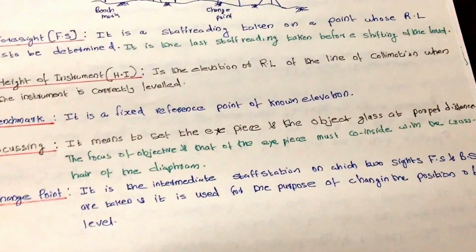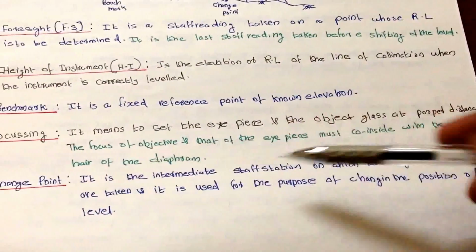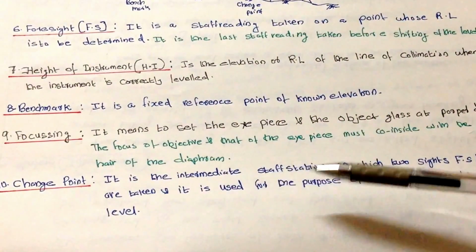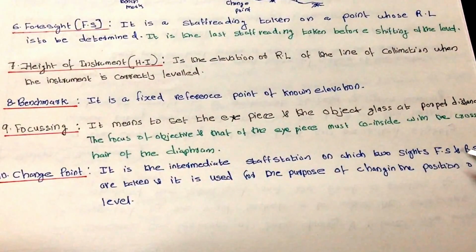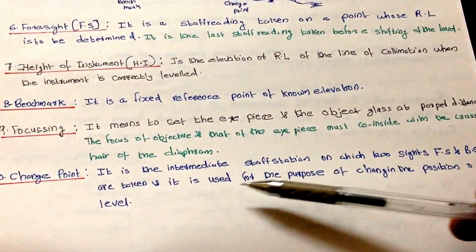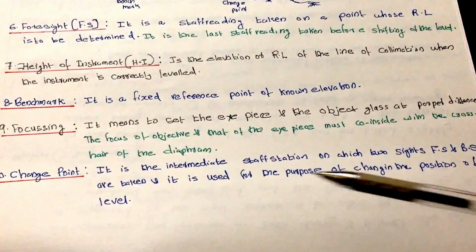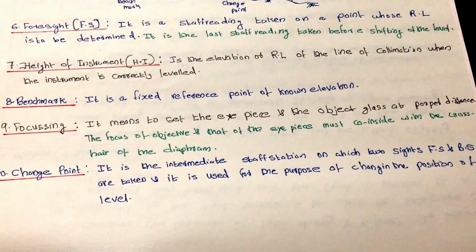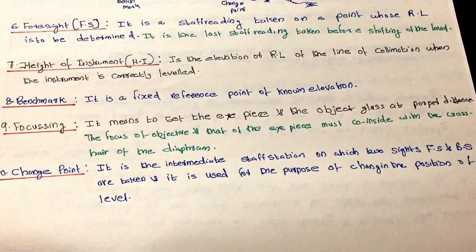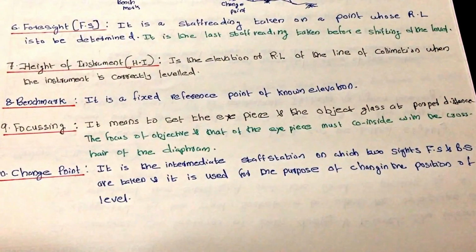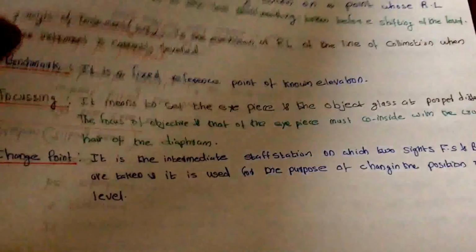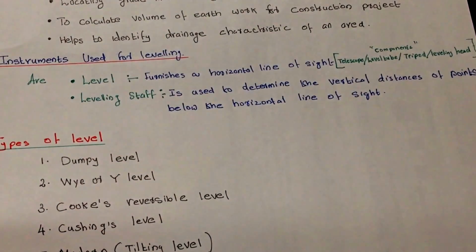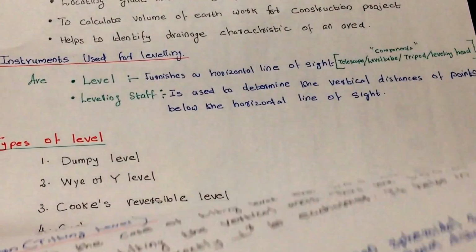The tenth and last one is the change point. It is the intermediate staff station on which two sights, foresight and backsight, are taken, and it is used for the purpose of changing the position of the level. The meaning is already in the heading itself. These are the different terms used in leveling.